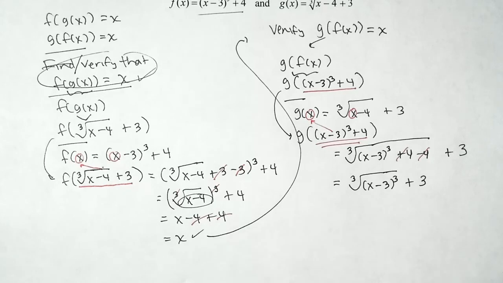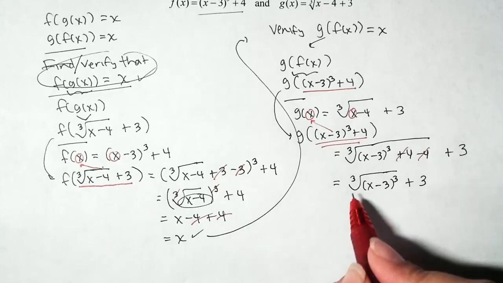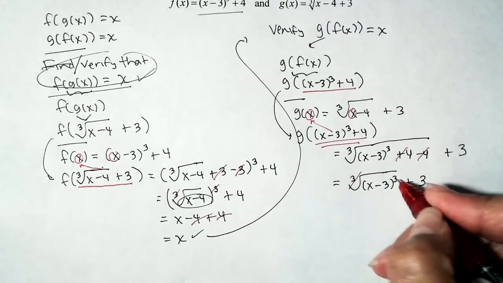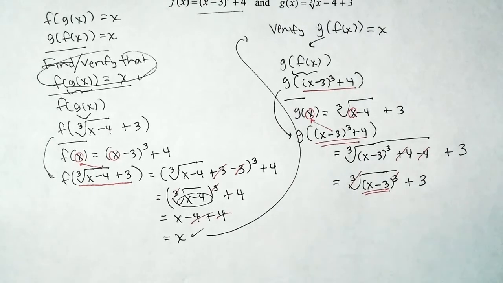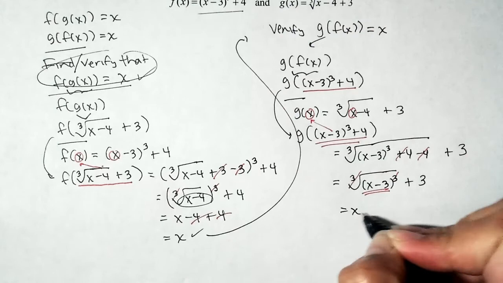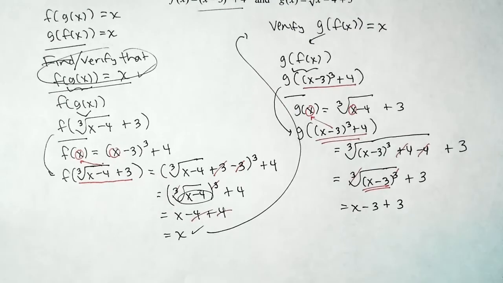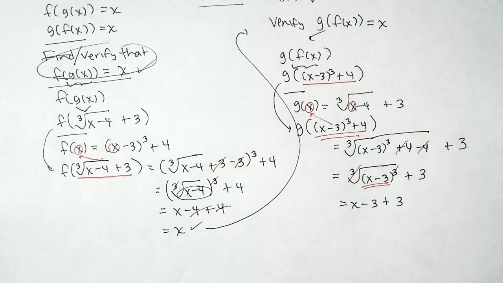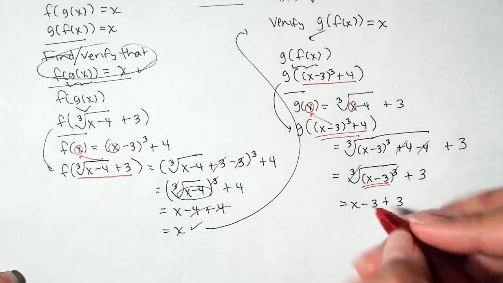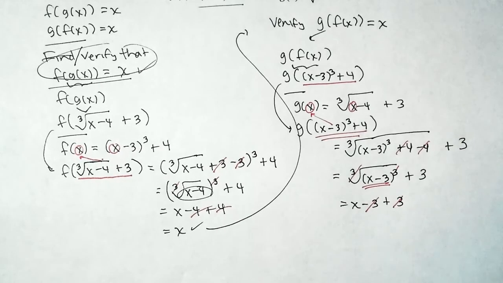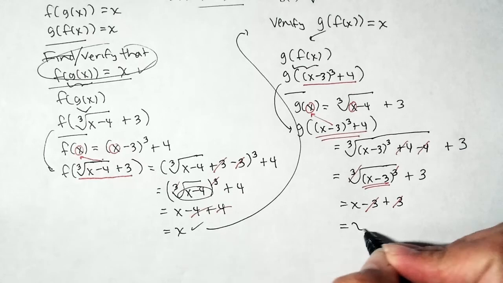All right, coming back to our problem. Index is 3, power is 3. They undo each other, and that will leave us with the radicand of x less 3. Bringing down the rest of the expression, plus 3, and look at that, how exciting. The sum of negative 3 and positive 3 will give us 0, or we say it cancels out, and that will give us x.